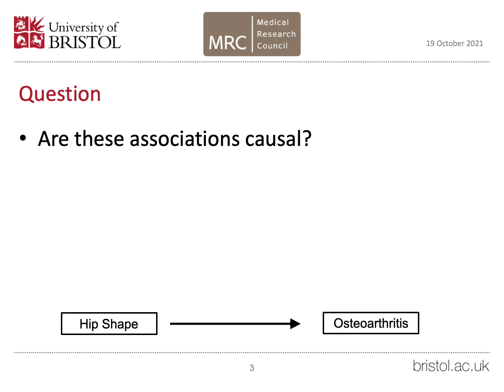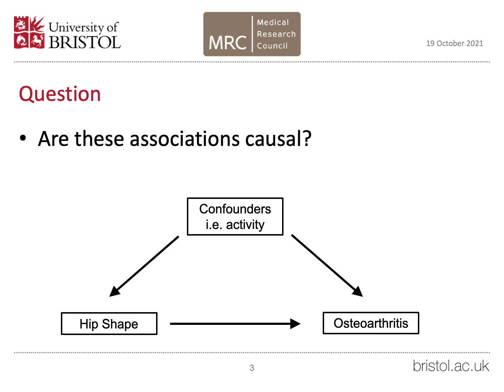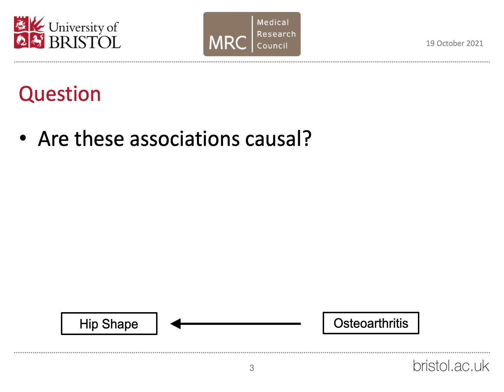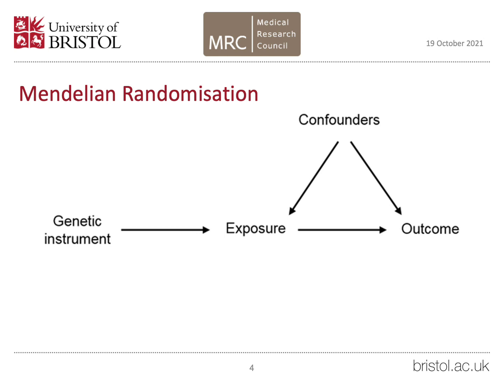For example, an observational association is easily confounded. With regards to hip shape, we know activity in adolescence changes your hip shape, and activity also predisposes individuals to OA. Another problem with observational data is reverse causation. So in my example, it could be that OA changes an individual's hip shape as part of the disease process. This is what I wanted to tackle in my PhD.